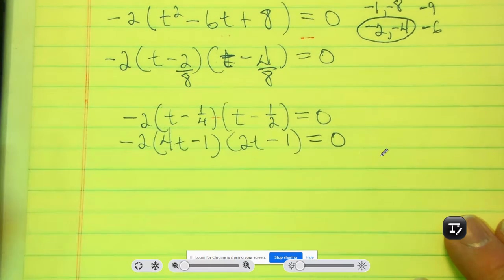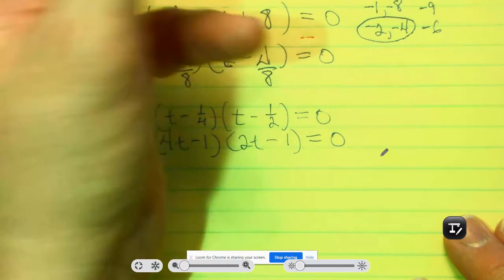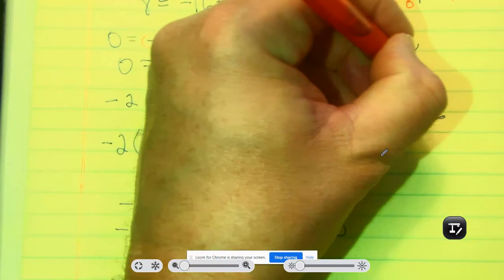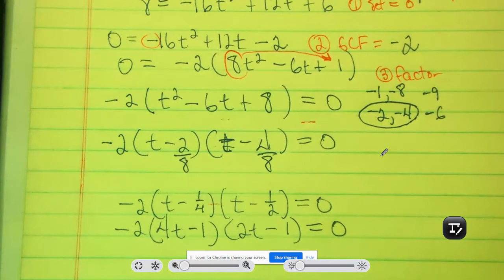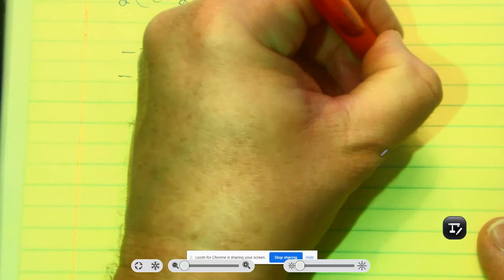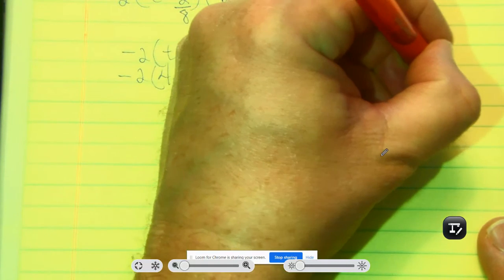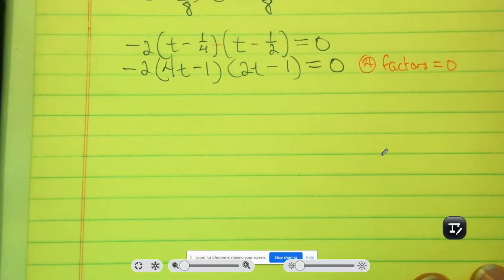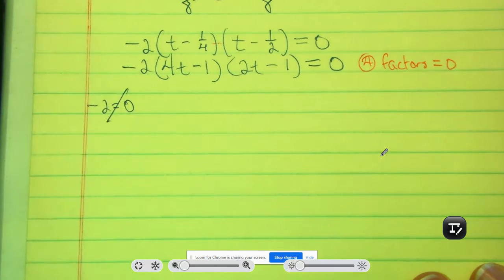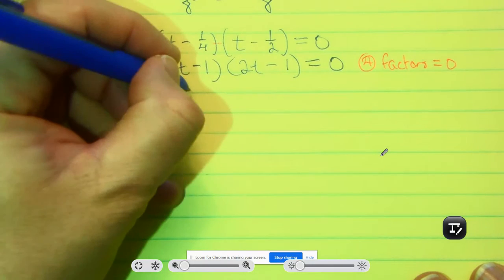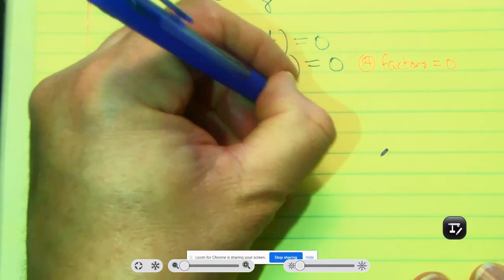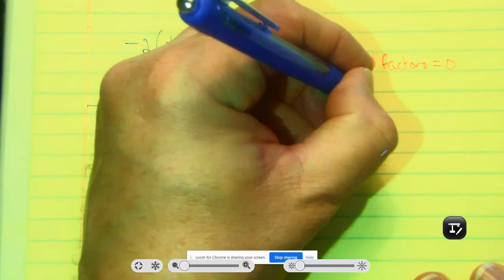So to solve it, remember my last step after I factor it. Okay, remember my third step was to actually factor. And so now I've got it factored. So I'm going to set the factors equal to 0. That's my last step. Well, I can set -2 equal to 0, but -2 is never equal to 0, so that doesn't make any sense, so don't worry about that. That's not an answer. 4t minus 1, we'll set that equal to 0. And 2t minus 1, set that equal to 0 as well.